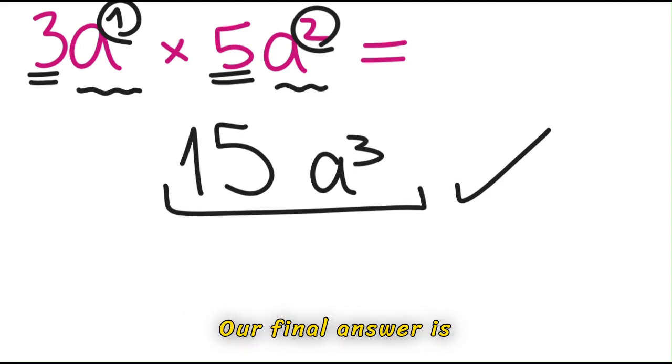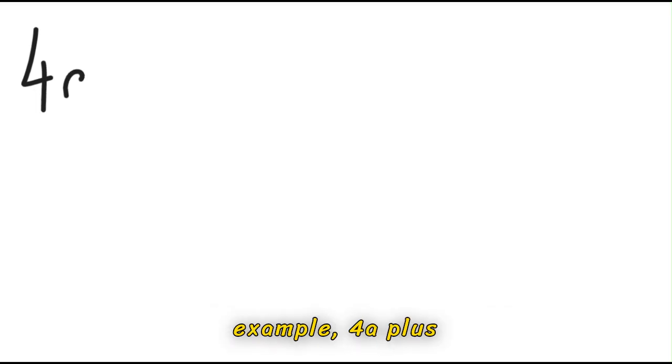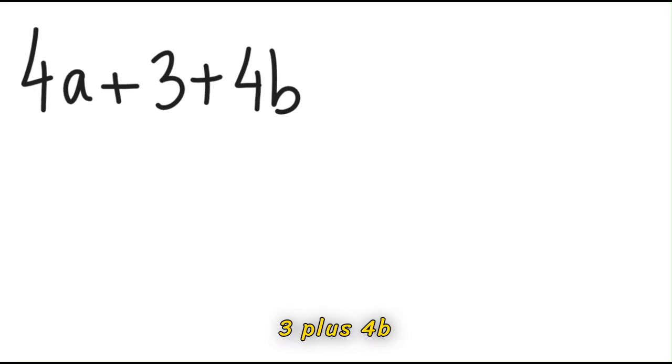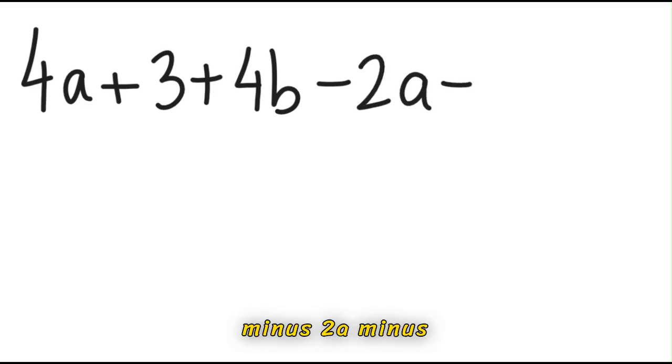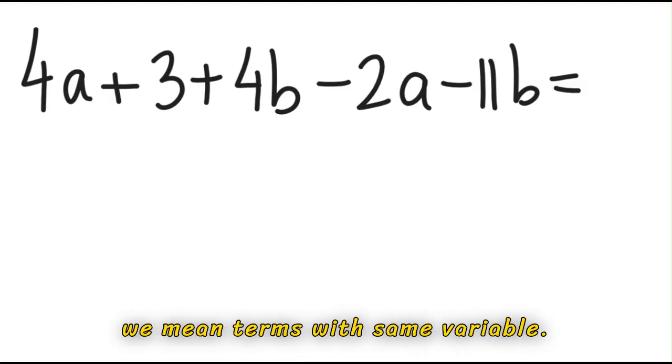Our final answer is 15a to the power of 3. Now, what if we have an expression where we need to collect like terms? For example, 4a plus 3 plus 4b minus 2a minus 11b. By like terms, we mean terms with the same variable.